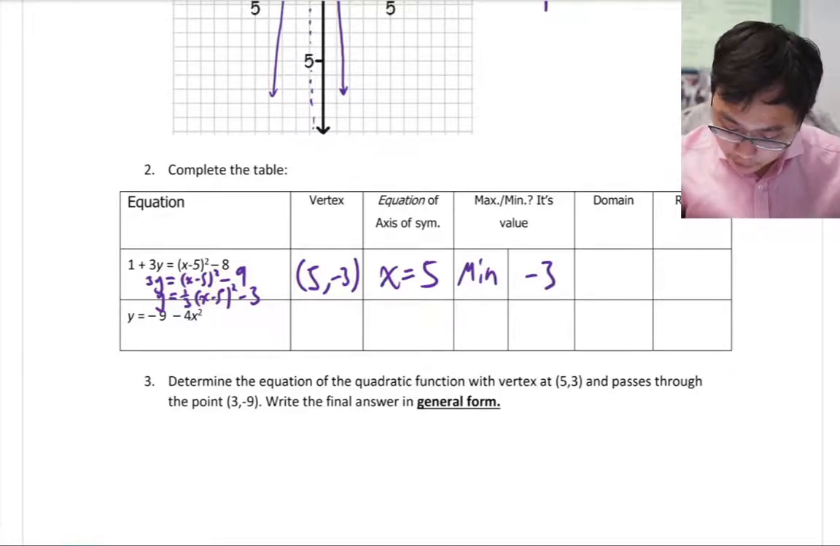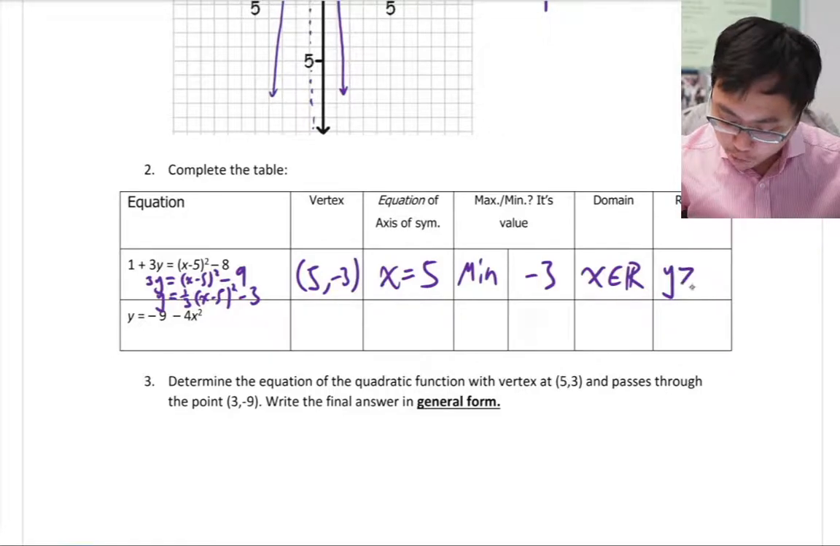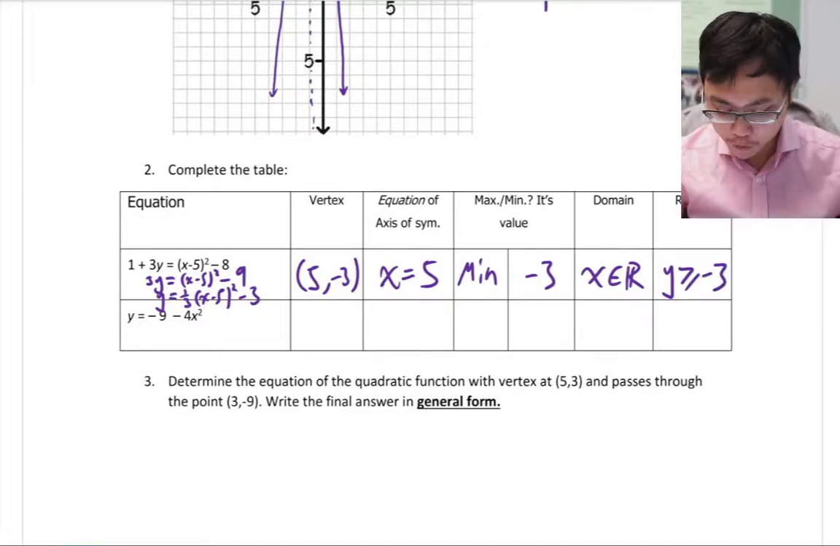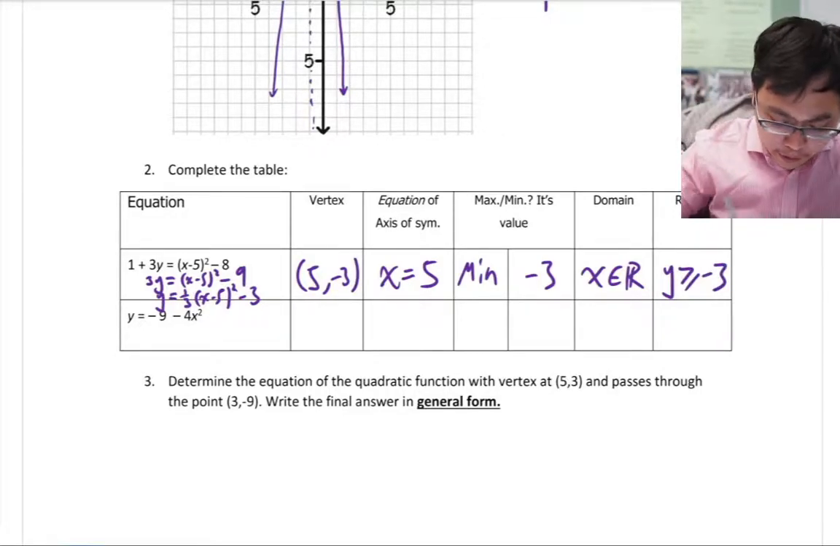The domain is x, a subset of all real numbers, and the range will be y must be greater than or equal to -3. Let's take a look at the next one.